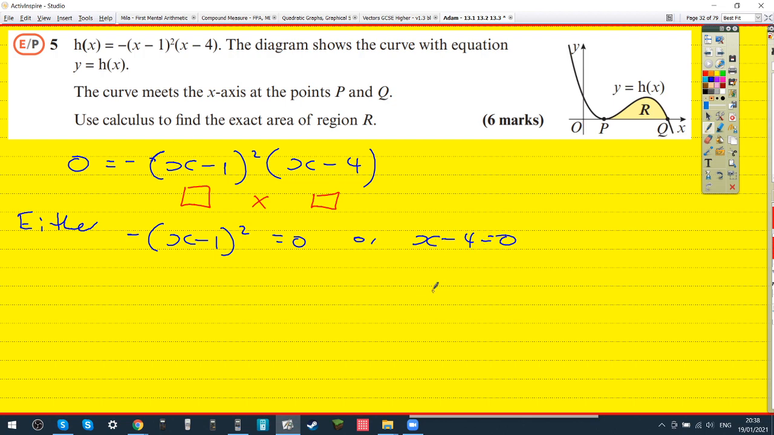What would be the second one? x equals 4. And so that one is 4. And so then this one? What value of x will make it 0? 1. Yeah, or you could do it the long way, like divide both sides by minus 1, square root both sides. You end up with x minus 1 is 0. And so x is 1. And so that is 1. And then you just integrate that between 1 and 4.